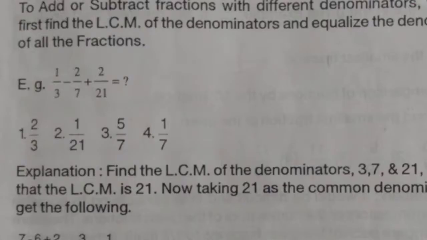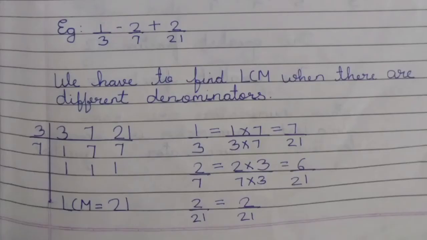Now coming on to the addition and subtraction with different denominators. So first example, 1 by 3 minus 2 by 7 plus 2 by 21. What will be the answer? Now in this question we have different denominators. But we all know how to add and subtract with same denominators. Like let's take the example of 2 by 7 plus 3 by 7. So we will simply add it and get 5 by 7. But when there are different denominators, how we will add and subtract, that we are going to learn.